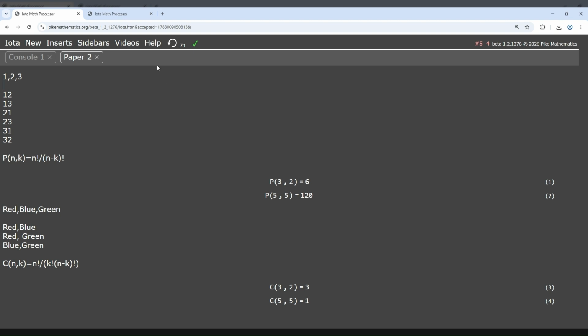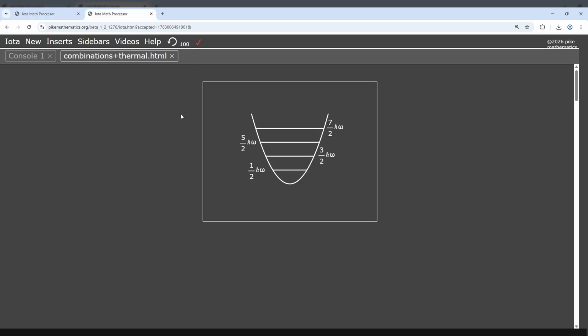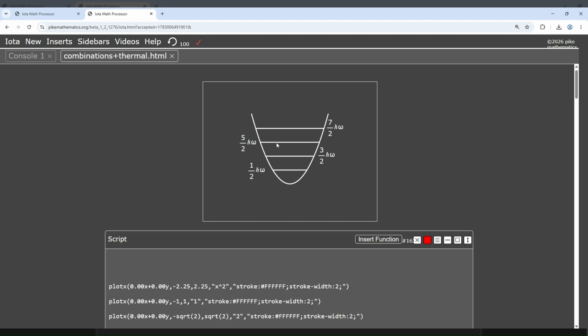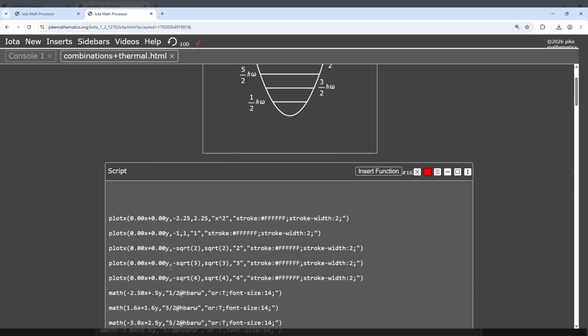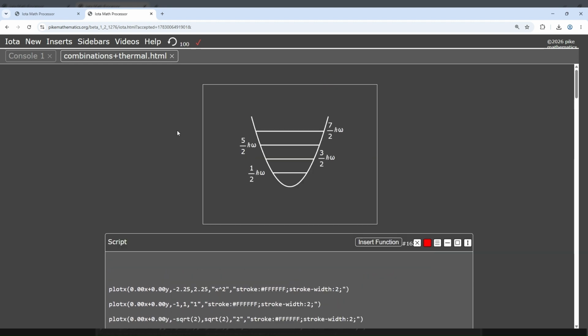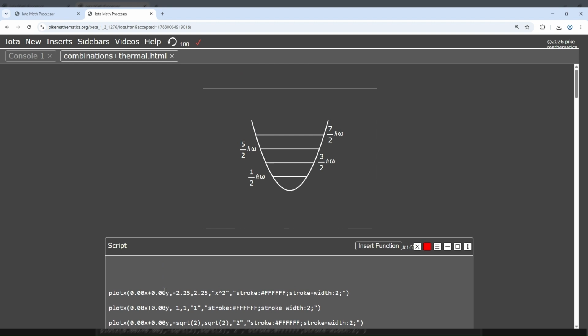Okay, let's look at a tab I created earlier. This graphic and all the other graphics I'll show later on in the video, I created using IOTA's graphing capabilities. IOTA has a pretty robust graphing suite. If you click on this graphic here, you'll see all the script. For example, to make this shape right here, I used our plotx function and I had it graph x squared. So when you get a chance, check out IOTA's graphing capabilities.